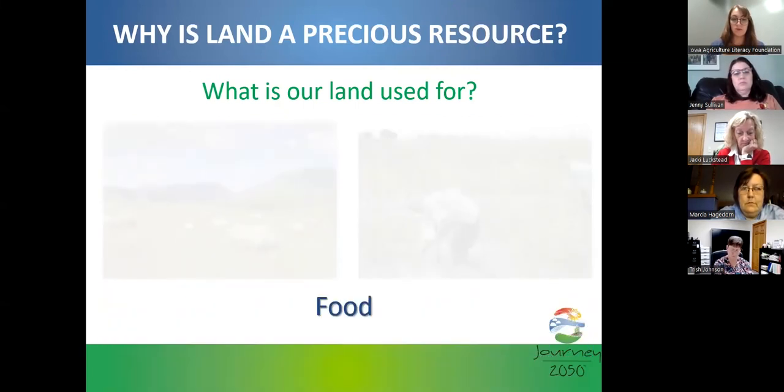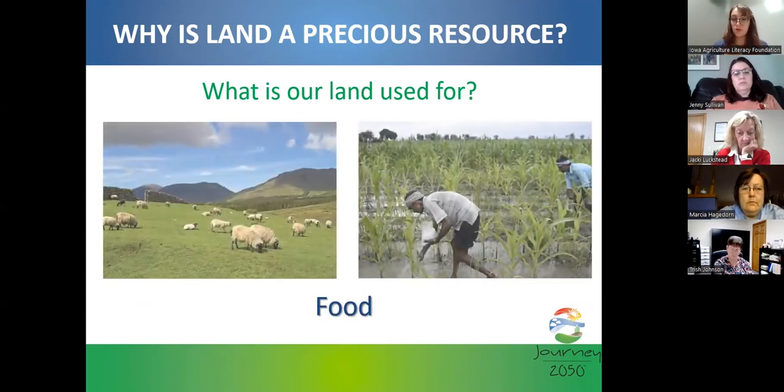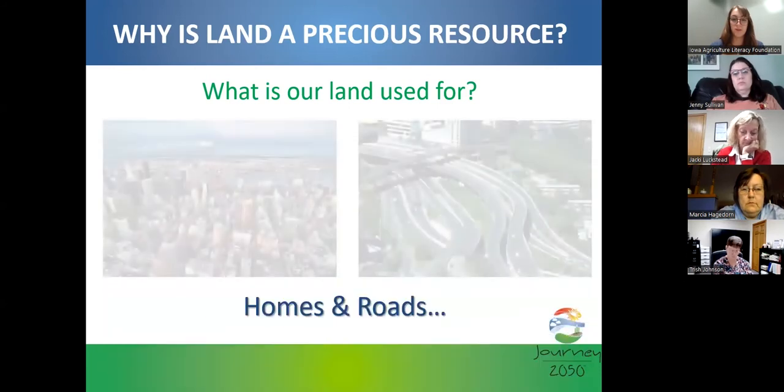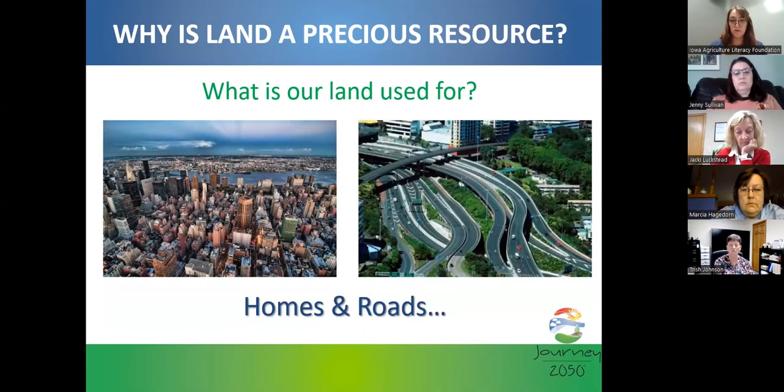And then also our agriculture, our production areas, grazing, row crops, and then also our urban spaces. So those three buckets are what they talk about mostly in this lesson: the natural spaces, the farmland spaces, and the urban spaces.